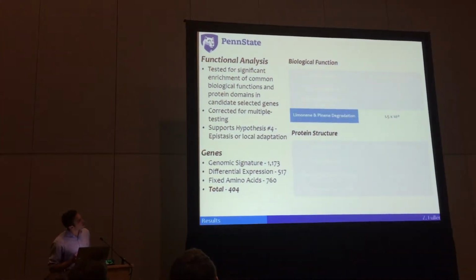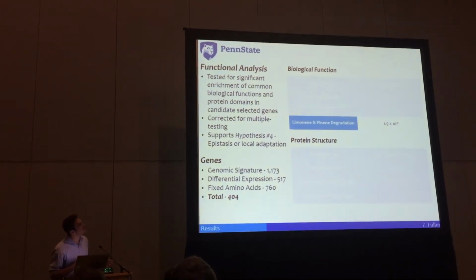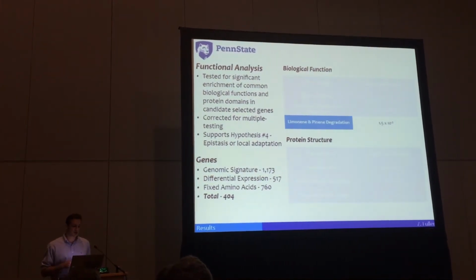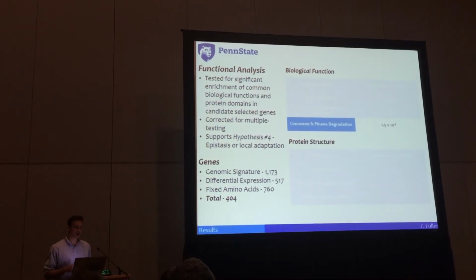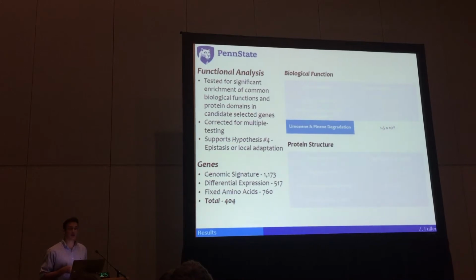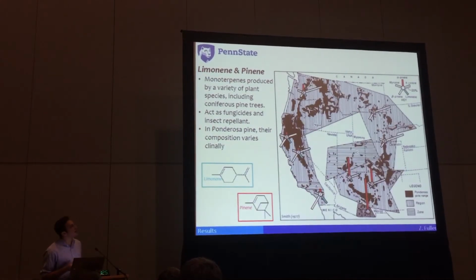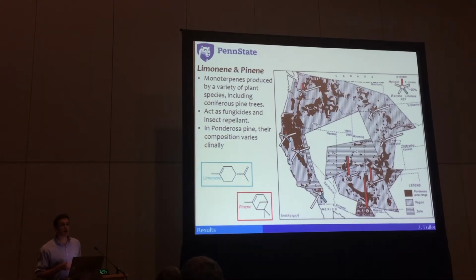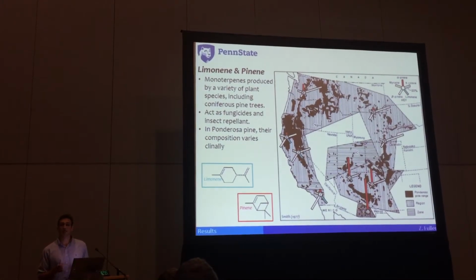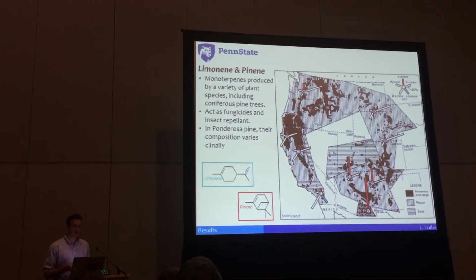For the very last bit of the talk, what I want to end with is a potentially intriguing result that we see in genes enriched in the limonene and pinene degradation pathway. So this could support a model of local adaptation or epistasis through the indirect effects of suppressed recombination. Limonene and pinene are chemicals, or monoterpenes, produced by a variety of different plant species. And in nature, they act as antifungals or as insect repellents.